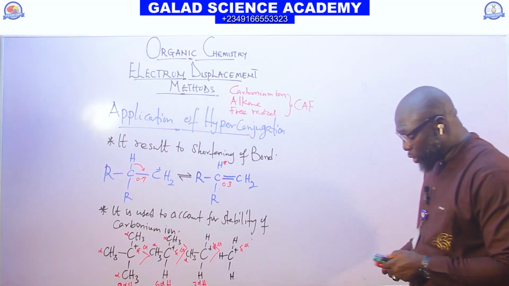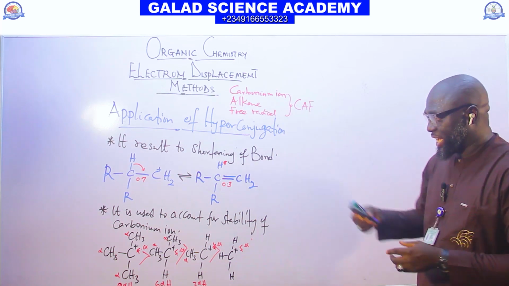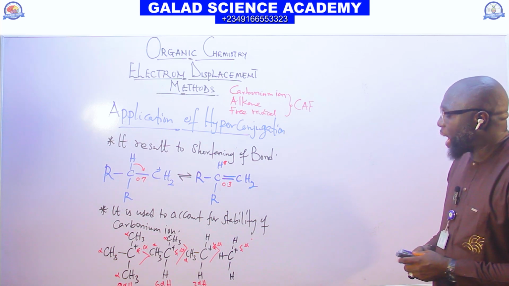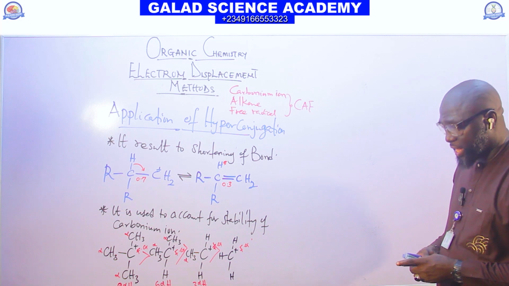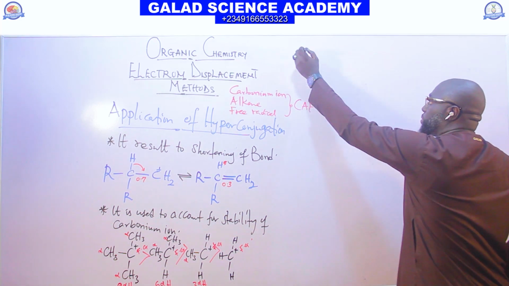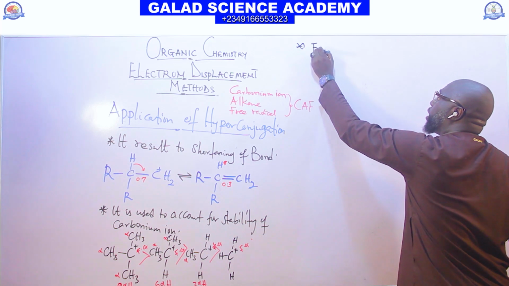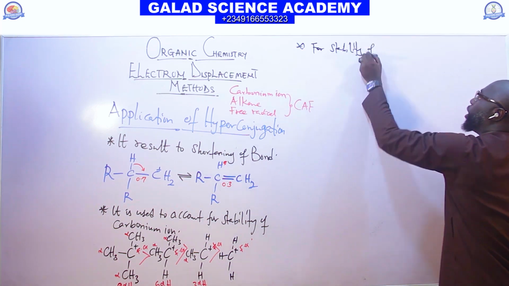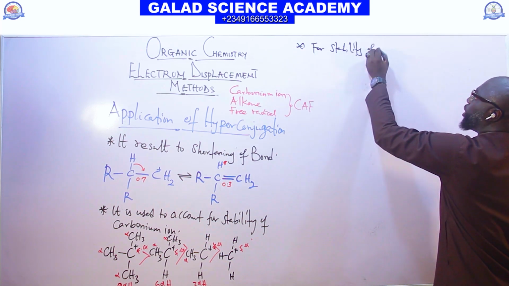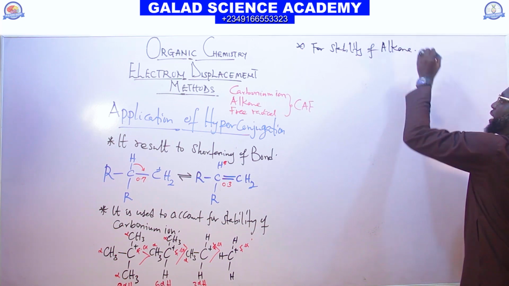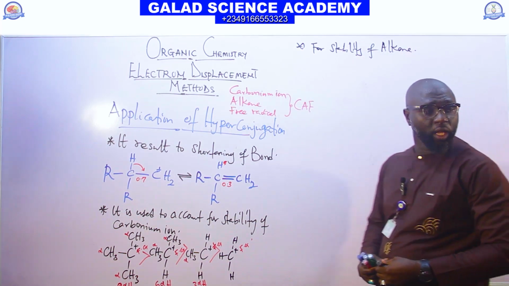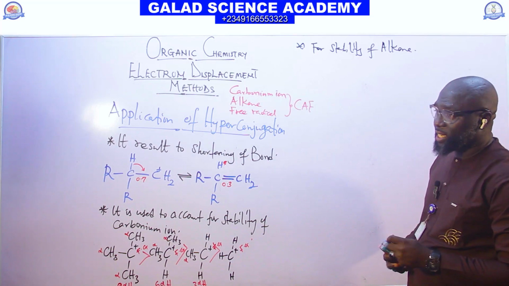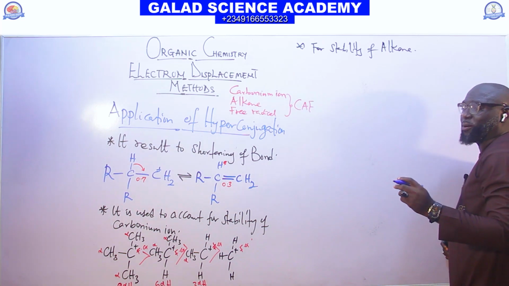Good. The next one, other stability, we are dealing with alkene. Hyperconjugation is used for the stability of alkene. If you want to explain the stability of alkene, it's almost the same with what I've explained. For the alkene, look at this compound now.